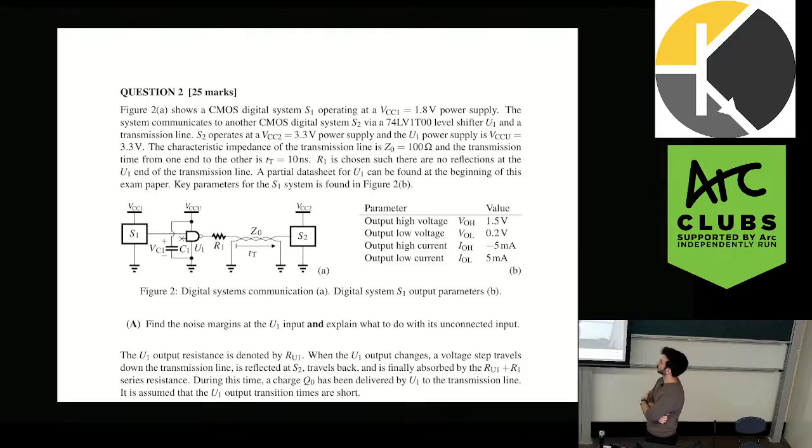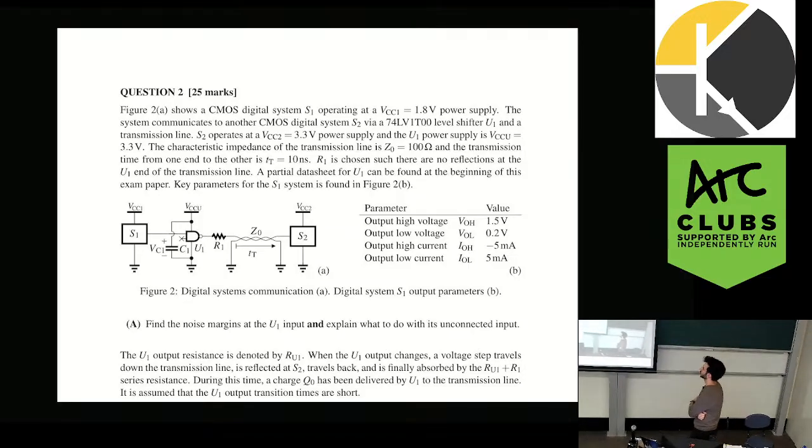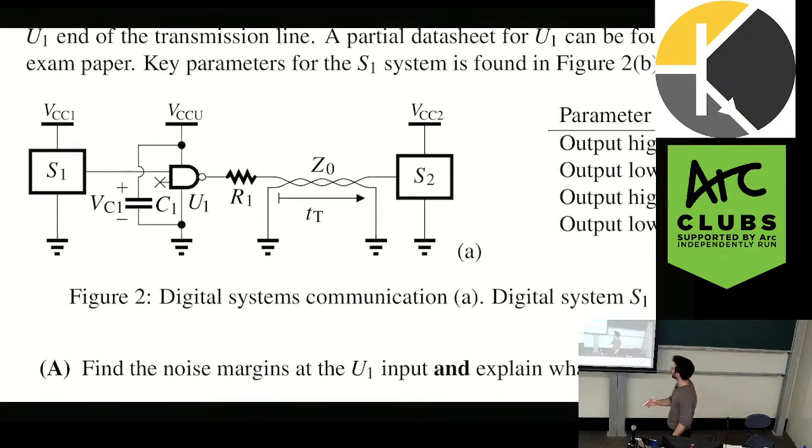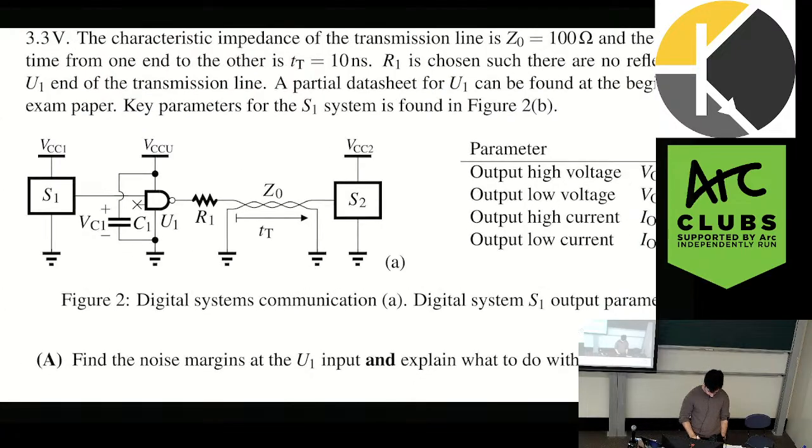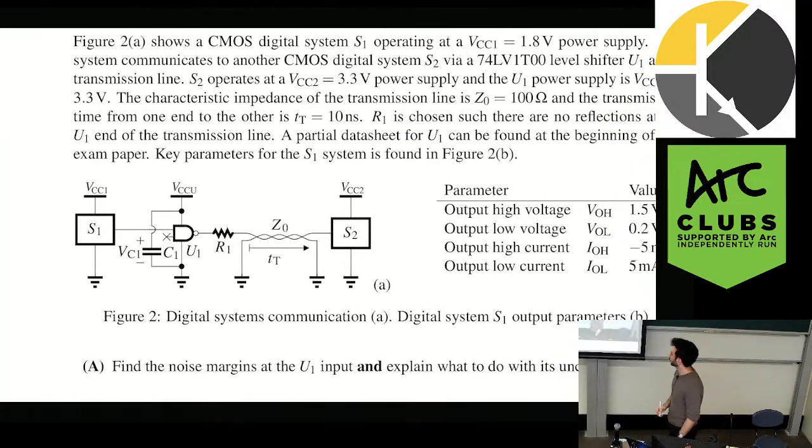Figure 2a shows a CMOS digital system operating at a supply voltage. The system communicates to another CMOS digital system via a level shifter, U1, and a transmission line. S2 operates at a supply voltage. Okay, we'll just skip all that because all it's saying is that you have system 1 communicating with a NAND gate, which goes along a transmission line to S2. Nothing else, right? And you're given some parameters here. And the first question is to find the noise margin at U1 and explain what to do with its unconnected input. Because what we can see at U1 is the input is disconnected, which is not so good.